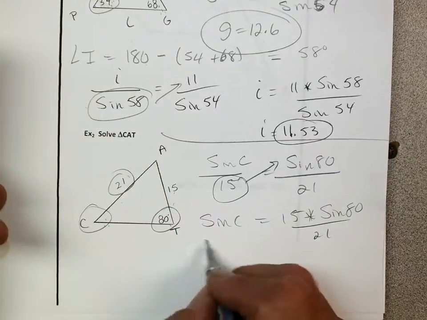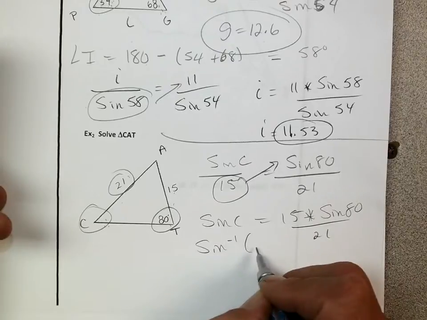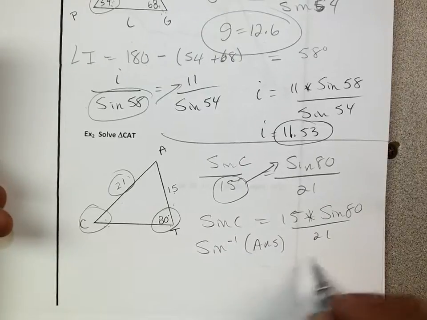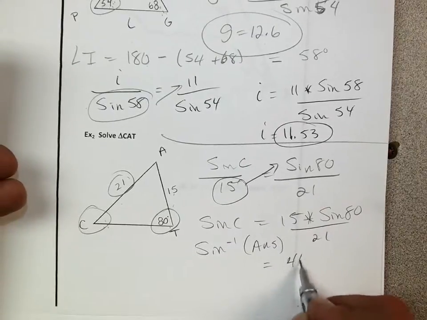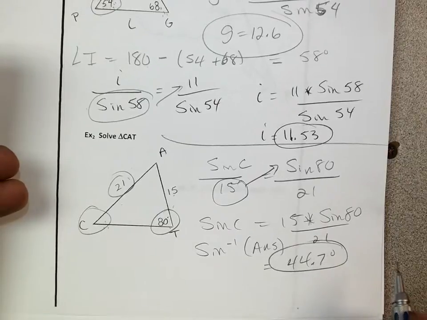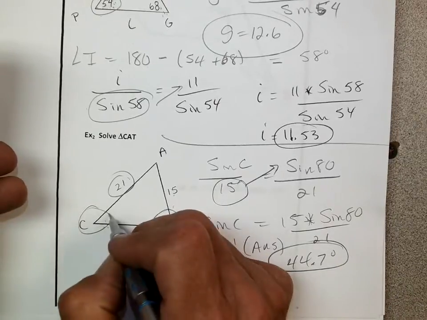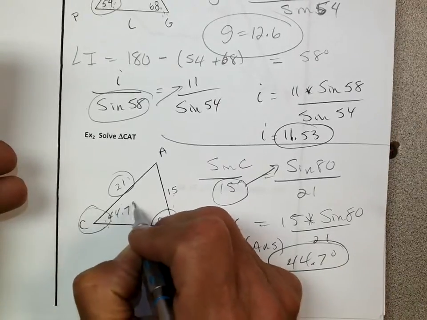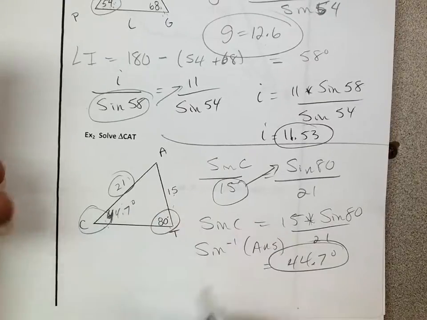So I'm going to go sine inverse of that answer, and I get an angle of about 44.7 degrees. Okay, so let's put that in there. 44.7 degrees.